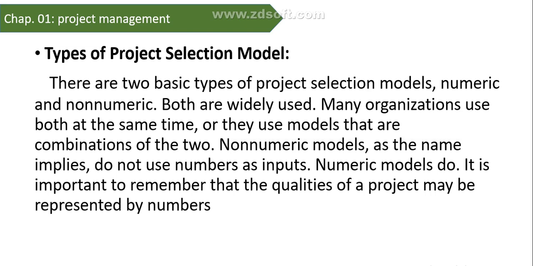There are two basic types of project selection model: numeric and non-numeric. Both are widely used in many organizations. Many organizations use both at the same time, or they use models that are a combination of the two.